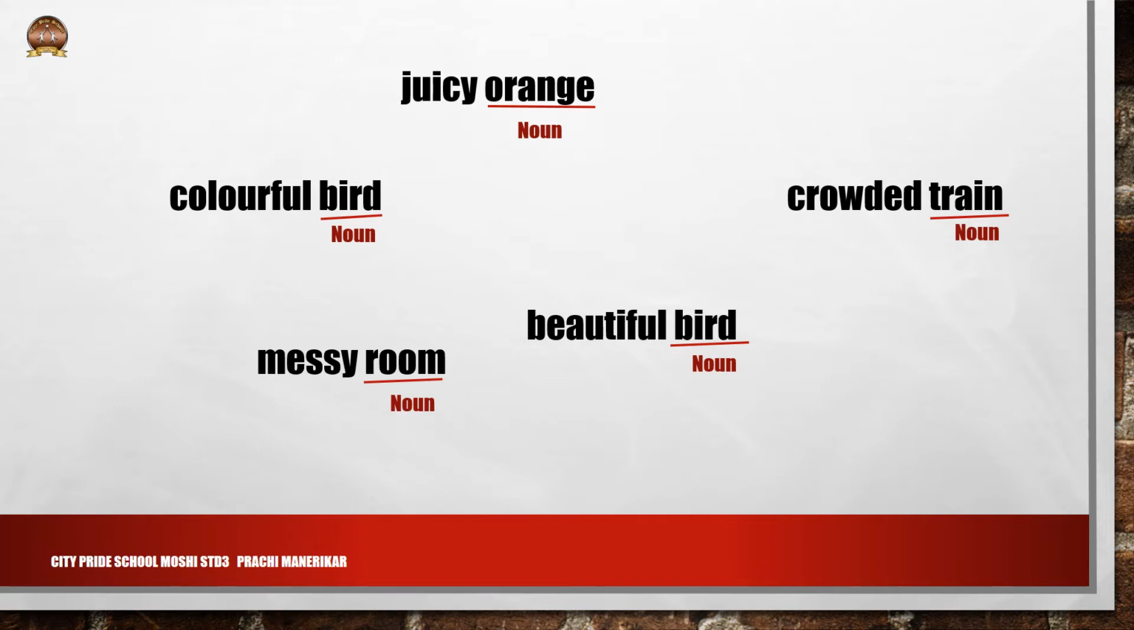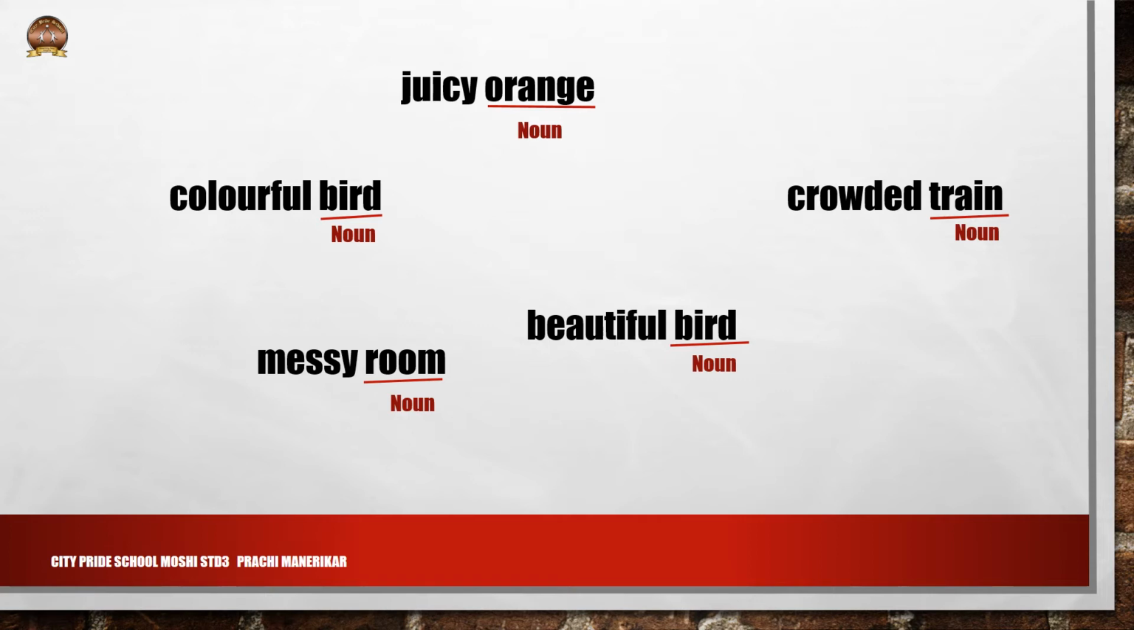And the words juicy, crowded, beautiful, messy, colorful, what are they doing? What are they telling you? Yeah, they are describing the nouns. Correct. The word juicy is telling how the orange is. The orange is juicy. It is describing the fruit orange. How is the bird? It is beautiful and colorful. So the words beautiful and colorful are describing the bird.